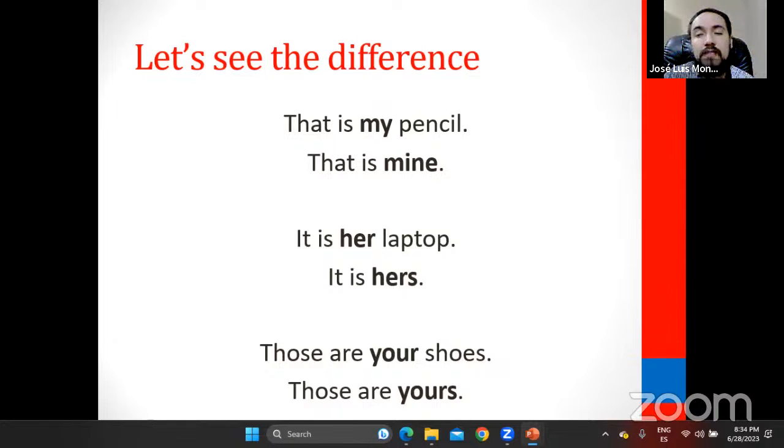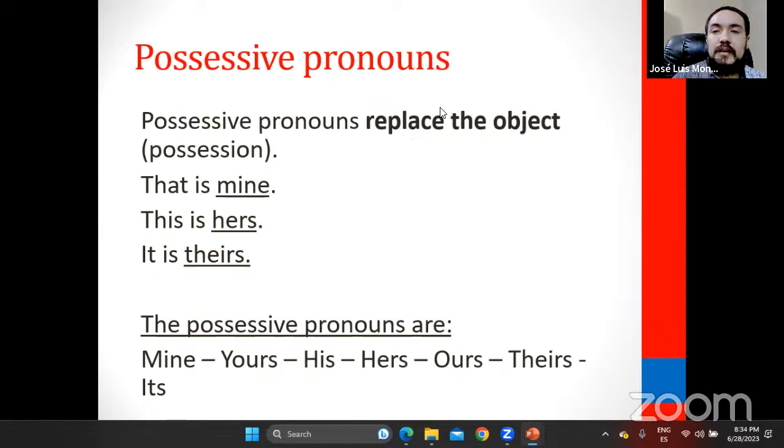Okay, so far we have my, we have hers, and we have yours. And you see the pattern, right? Not with the first one, but with the second one, hers, and then yours. Those are the possessive pronouns that we have to know. Let's go to the next one.